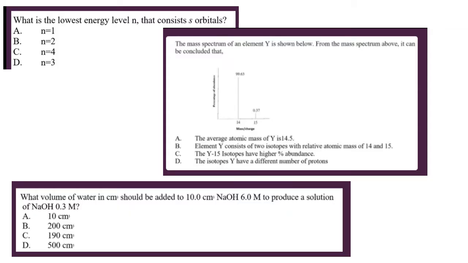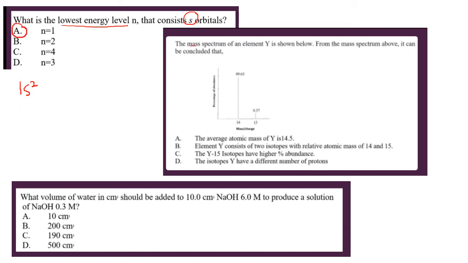Okay, let's look at another question. What is the lowest energy level that consists of an S orbital? So as when we write the electron configuration, we already have 1s2. So that means the lowest energy level which contains an S orbital is n equal to 1.